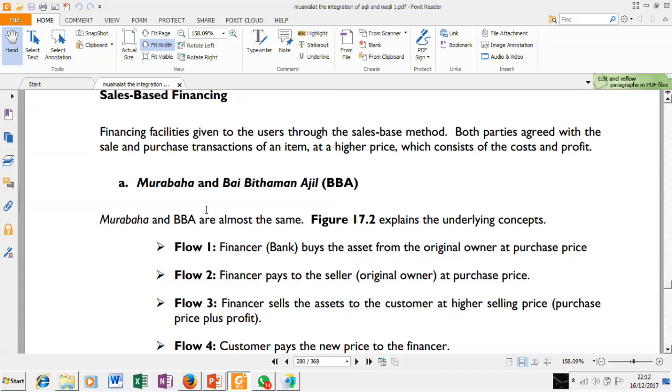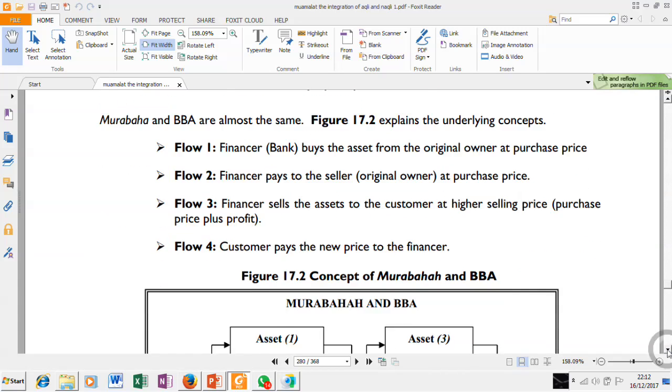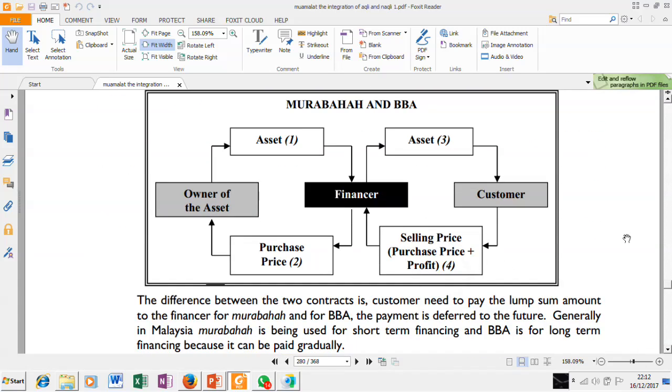Let's look at the first one, which is sale-based financing. Let's look at murabaha and bai bithaman ajil. In the text we have provided a diagram on how murabaha and BBA can be done. We have the owner of the asset, the financer, and the customer. First, the owner of the asset sells the asset to the financer. In return, the financer pays the purchase price to the owner of the asset. This is the second procedure here.